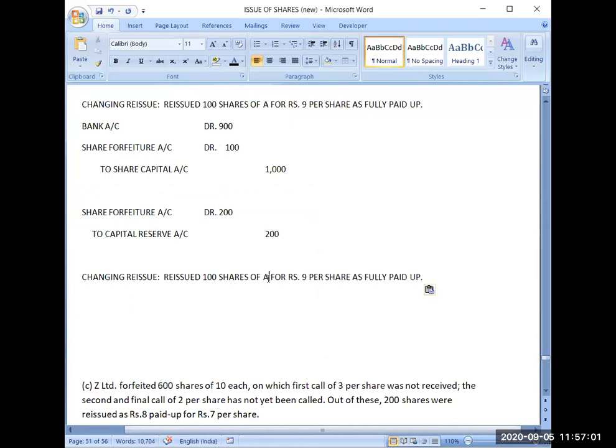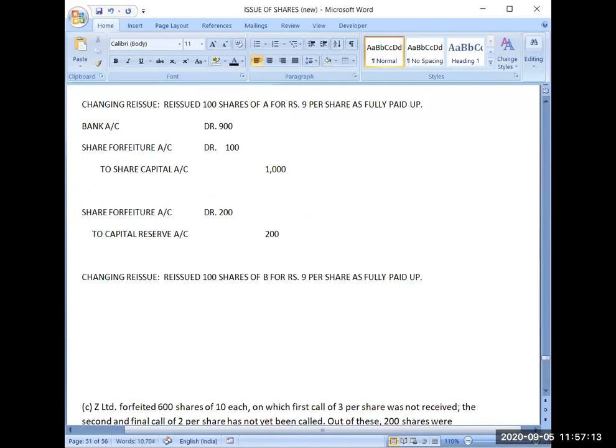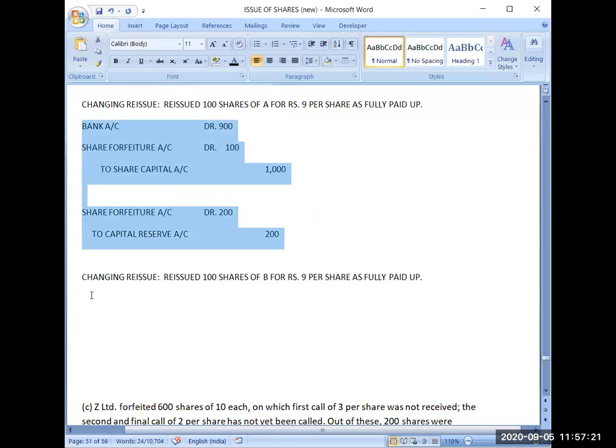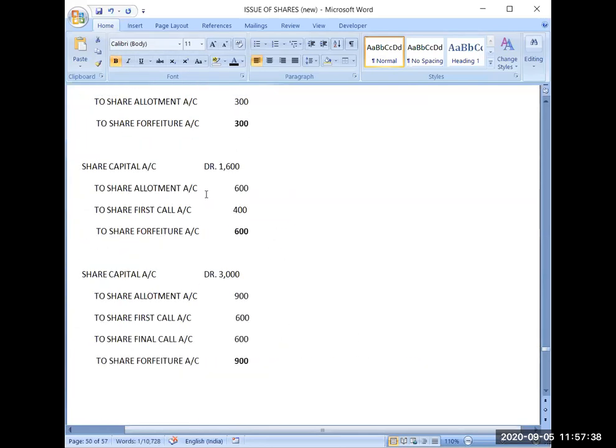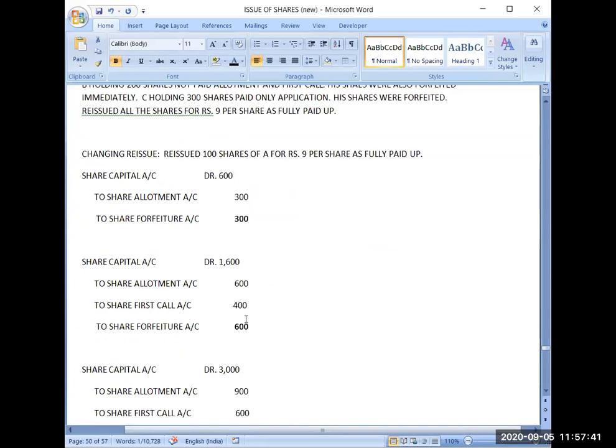Now I am reissuing shares of B, and I am reissuing only 100 shares of B for rupees 9 per share as fully paid up. Now you tell me the amount of capital reserve. I am reissuing only 100 shares of B, not 200. Keep it in mind. And that is the entry for forfeiting B share. This one.